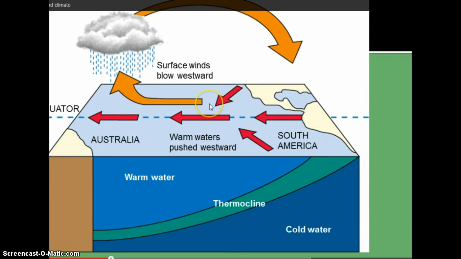So here's another example of what happens. You've got the surface winds that are blowing the ocean water westward, and as the warm waters are pushed forward, the cold water from the deep rises to take its place.